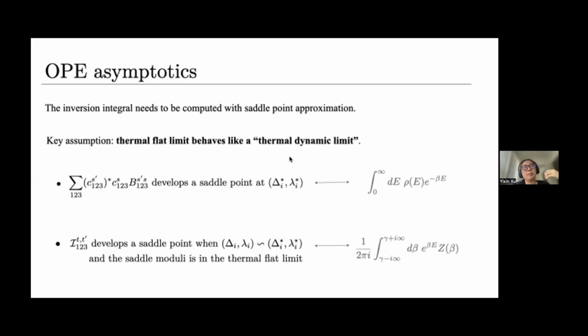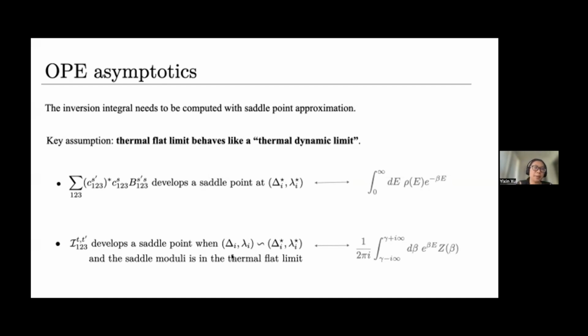And we are making the following assumption, which is that the one sentence summary is that we are treating the thermal flat limit basically like some kind of thermodynamic limit. What this means concretely is that first of all, we assume in the sunrise channel expansion, when we sum over a triplet of states, the sum is dominated by a saddle point located at delta I star, lambda I star.